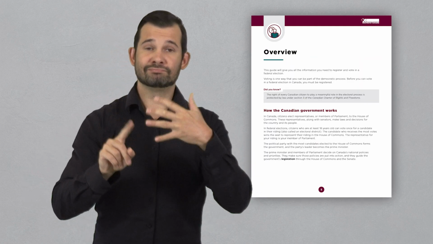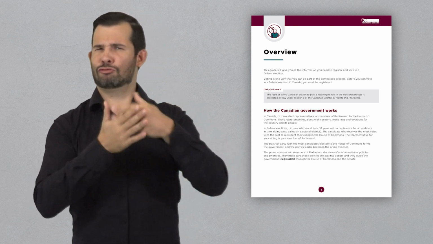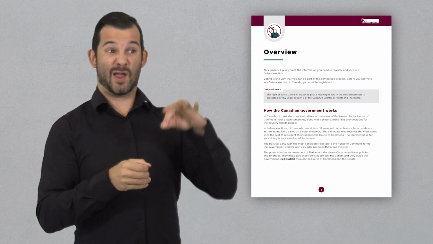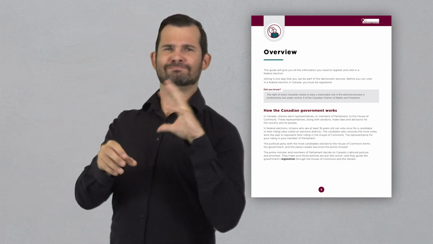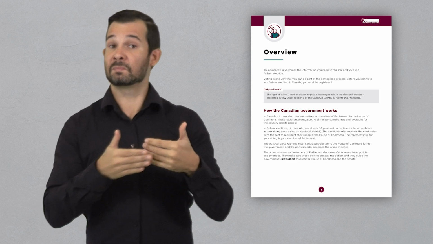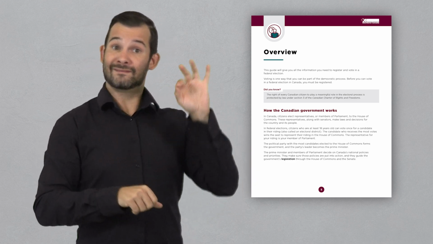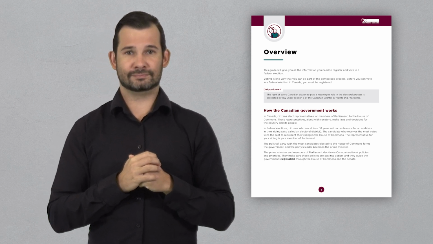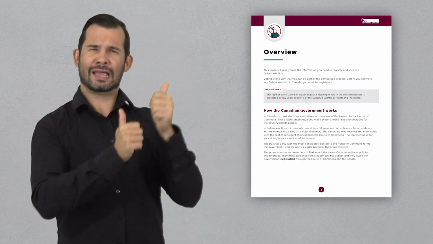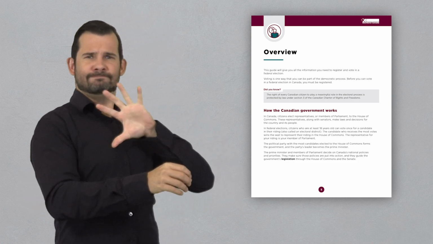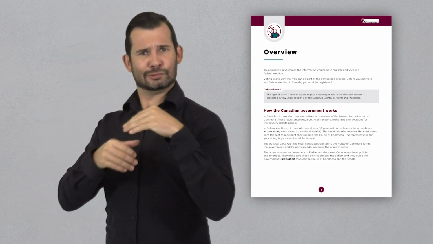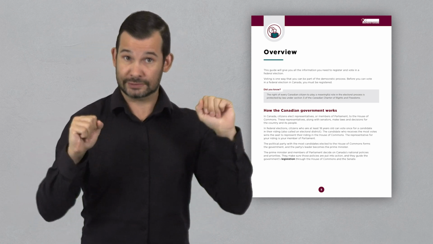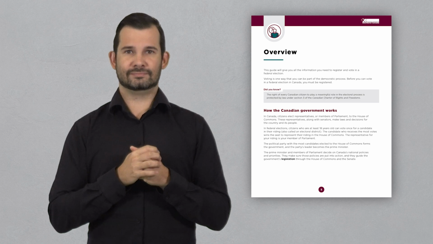Overview. This guide will give you all the information you need to register and vote in a federal election. Voting is one way that you can be a part of the democratic process. Before you can vote in a federal election in Canada, you must be registered. Did you know? The right of every Canadian citizen to play a meaningful role in the electoral process is protected by law under Section 3 of the Canadian Charter of Rights and Freedoms.